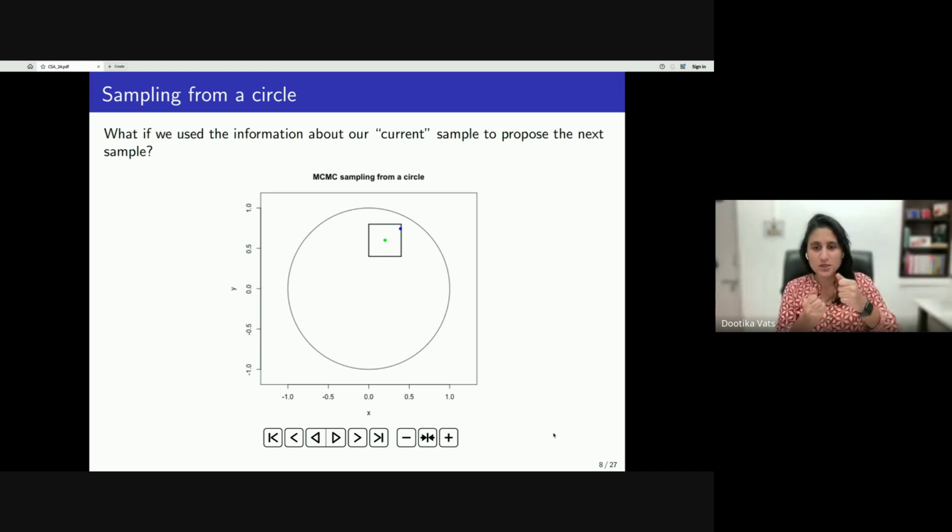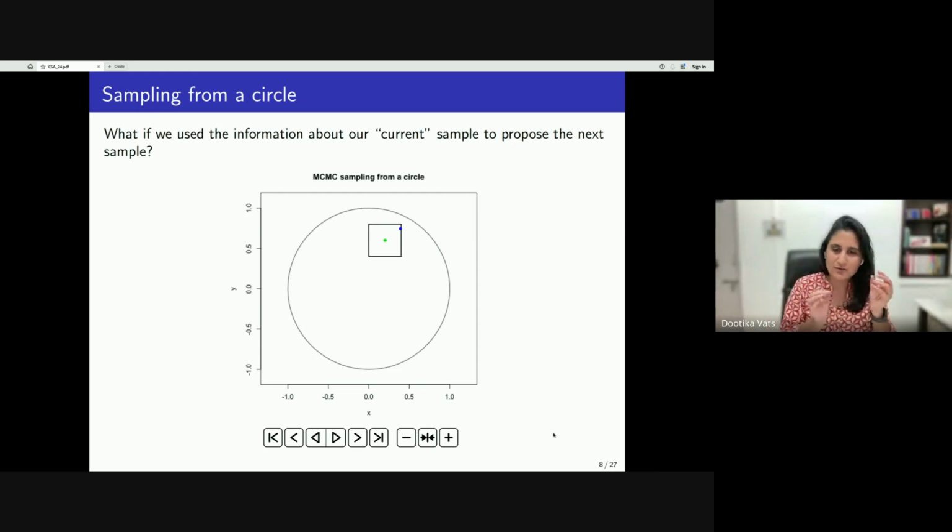If we make this box too big, most of the dots are going to be proposed outside the circle. When something is proposed outside, it will be rejected, and when it is rejected, I don't move. I stay where I am. So I will continue staying where I am for a long time, which doesn't help the convergence to the actual distribution I want, because I haven't made any moves yet. That's going to be bad.